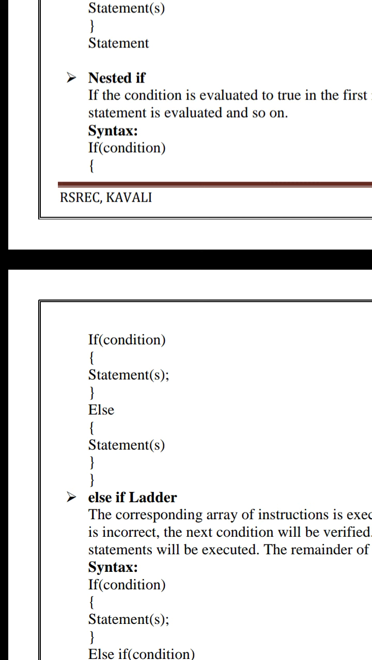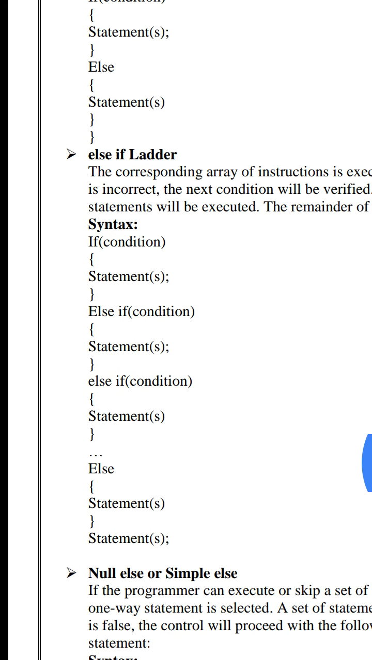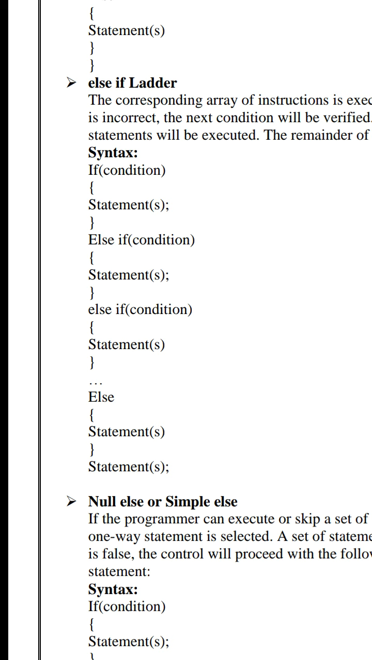If one if condition is placed inside another if condition, then it is called a nested if condition. Next, go for the else if condition. In this else if condition, there are several blocks. First the if condition is checked. If the condition is true, then execute some group of statements. If that condition is false, then go to the next else if condition. If this else if condition is true, then execute some statements. If it is also false, then execute the next else if condition. Like this, all the conditions are checked.